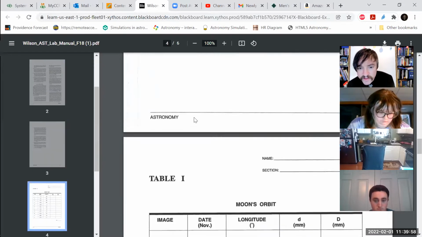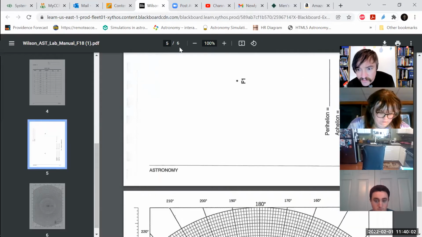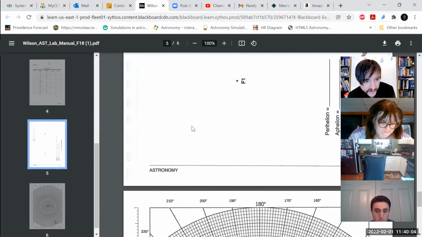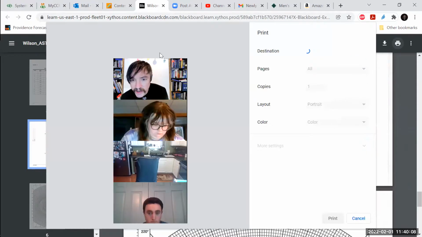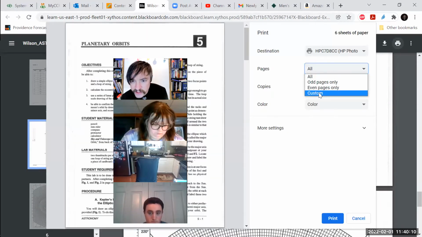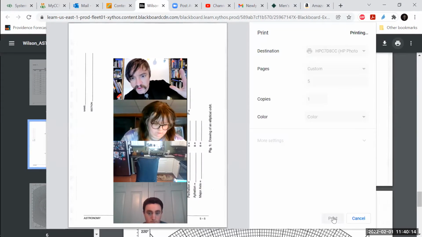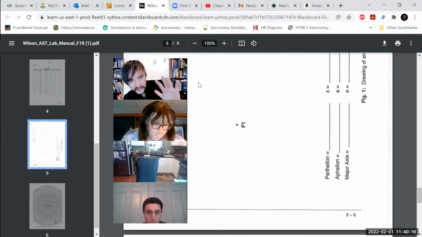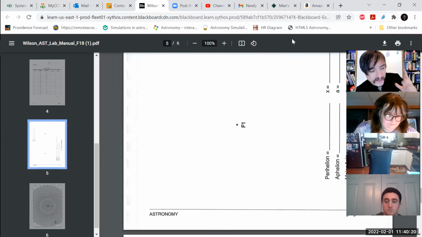There's a couple of different parts of this lab, but I'm at least going to have us focus on this one here. This is the page that I want, 5-5. So I'm just going to hit print, and I'm just going to hit custom pages, just page number 5. That should be the only one that you need. There's a really cool part on measuring the eccentricity of the moon's orbit, but I don't know if we're going to have time for it, in all honesty.